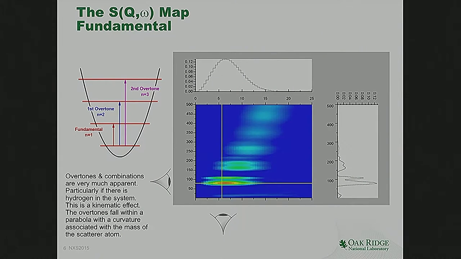And if there is, say, hydrogen in the system, there is a kinematic effect. And that kinematic effect is that all these overtones, as you can see here, this is the first order transition, this is a transition from the ground state to the second order, this is from the first to the third, and that's the third excited state that's here. So all of these essentially fall within a parabola that has a curvature that is associated with the mass of the atom. In the case of hydrogen, that parabola happens to have the same.